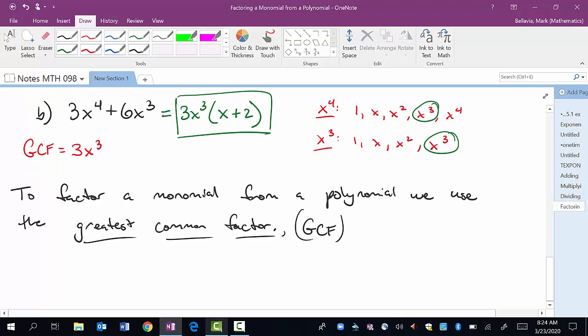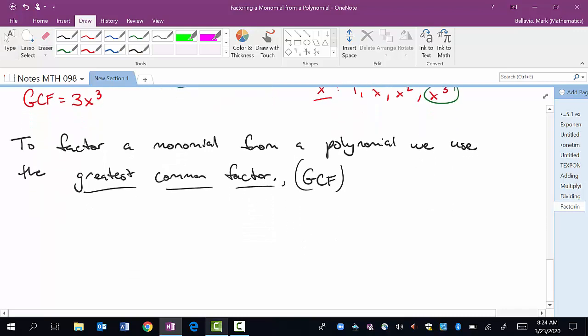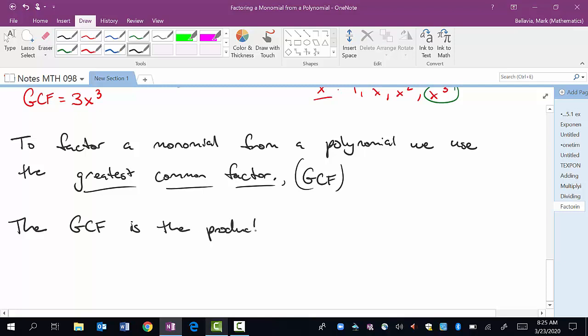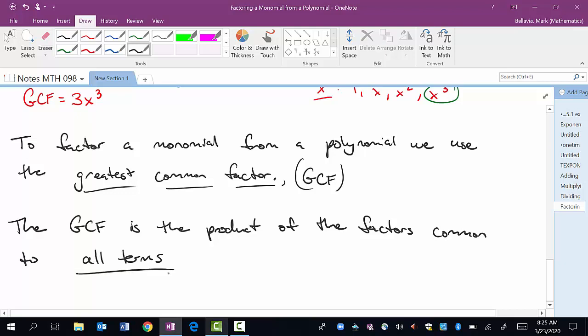You may have seen this before when we were talking about simplifying fractions. So we look for the greatest common factor for all the terms. The GCF, the greatest common factor, is the product of the factors common to, and this is important, all terms in the polynomial.